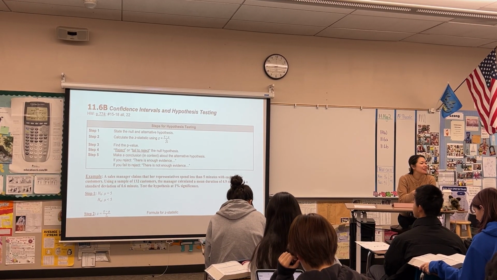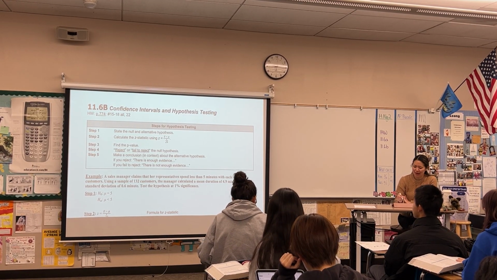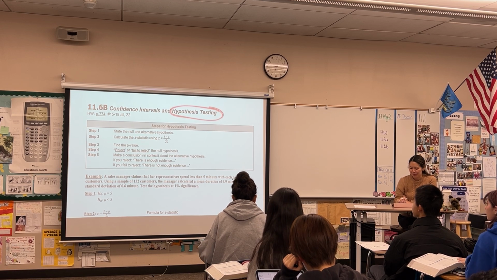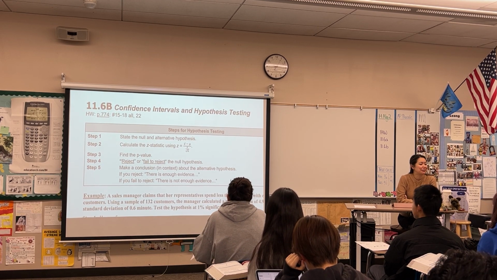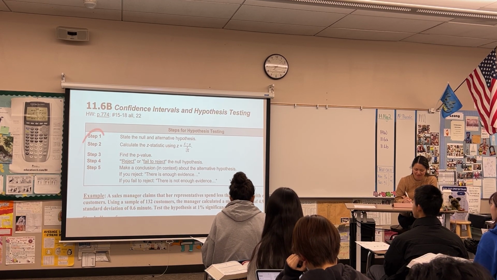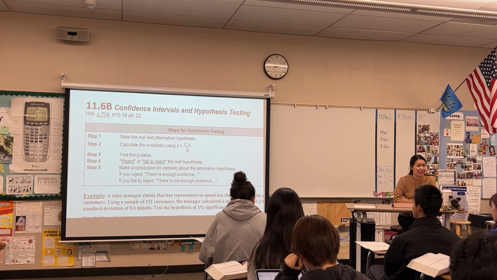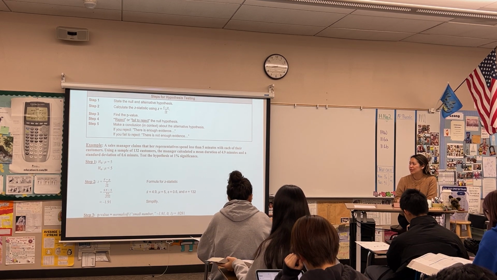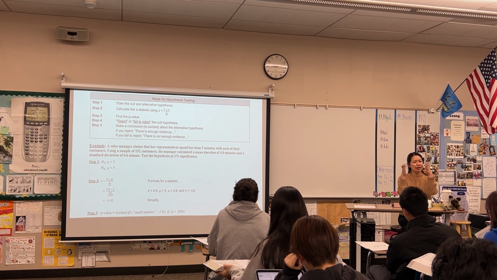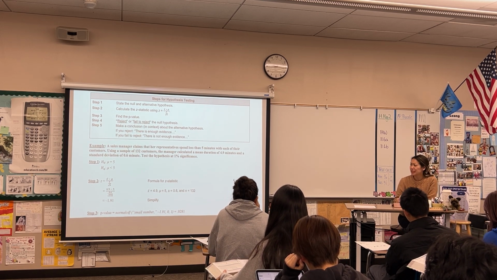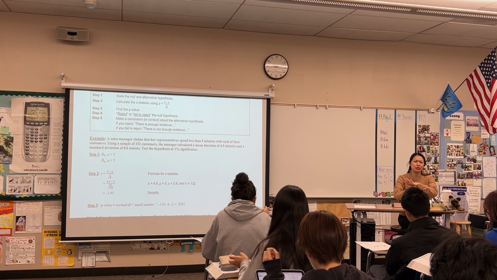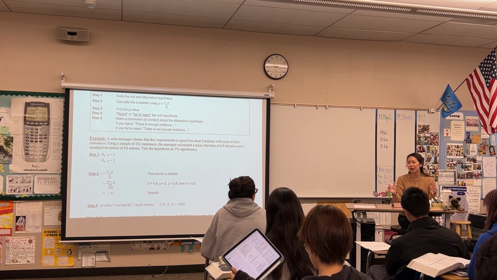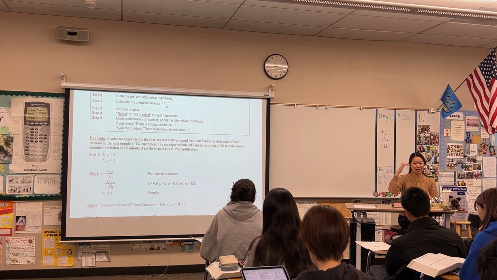All right, guys, so we're going to do 11.6B hypothesis testing. This is going to be a lot more complicated than our confidence interval. As you can see, there are 5 steps to this process. I'm going to go ahead and show you those 5 full steps, and then we're going to specifically focus in on each one. But I just wanted to show you what it looks like, what's the end goal. This is what it looks like in its totality.